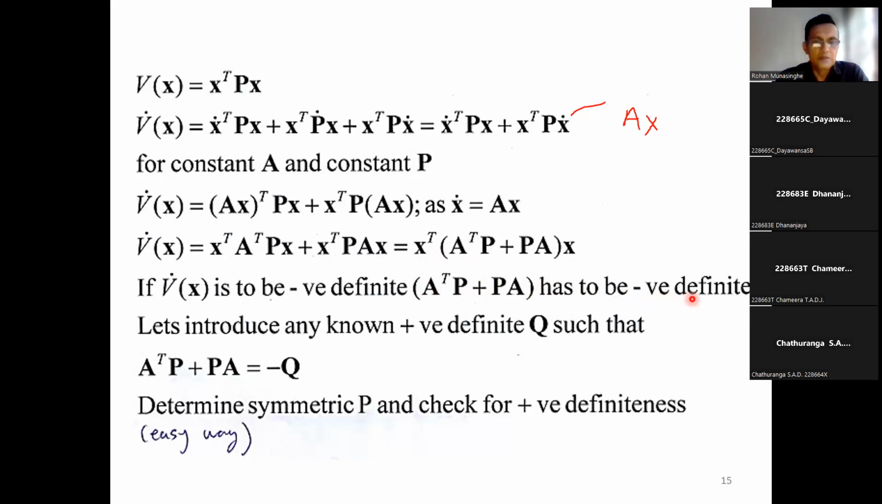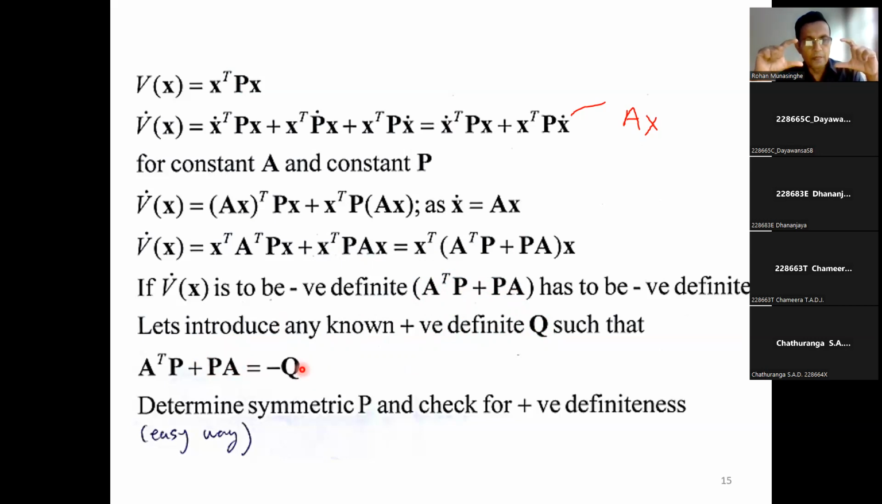Right. So how to do that? It is not very easy to do it that way. Therefore, we need to have a different strategy here. So what we do is we introduce another positive definite matrix like Q, and we combine these two together, A transpose P plus PA and Q together with the negative sign here.